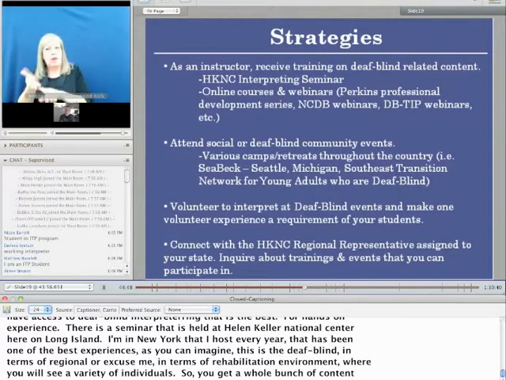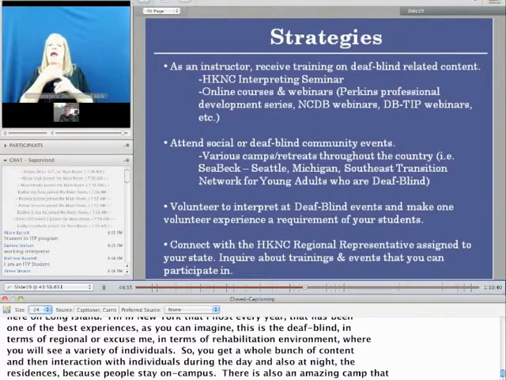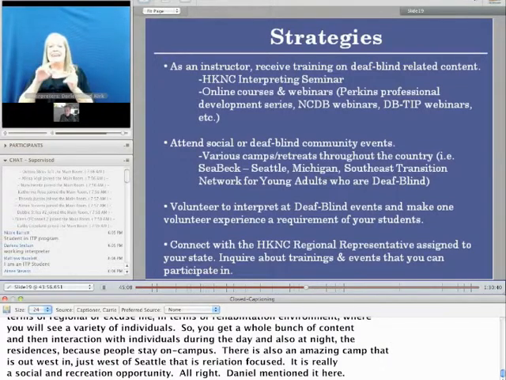There is also an amazing camp that's out west, just west of Seattle, that is recreation focused. It is really a social and recreation opportunity. I see Danielle actually mentioned it here. Thanks, Danielle. So the CVET camp, amazing. So look for those sort of opportunities, and that's listed here, you can see.